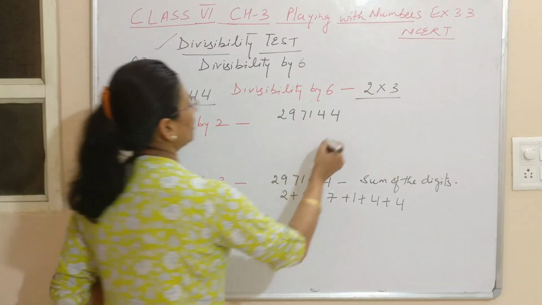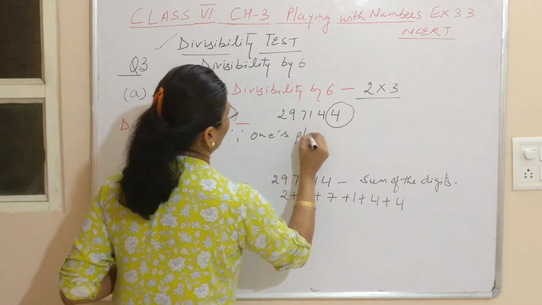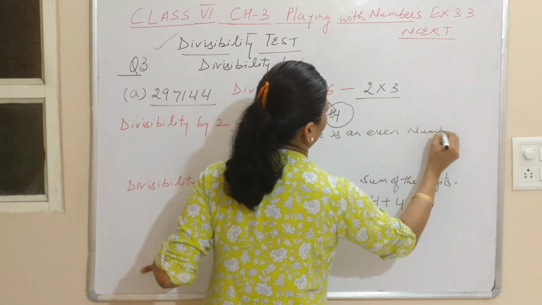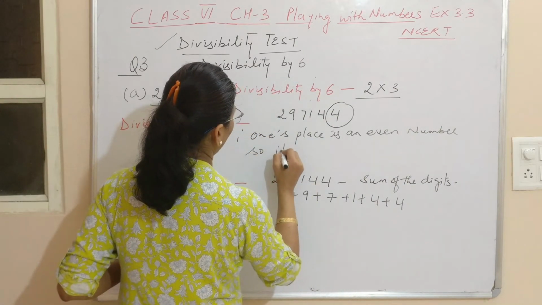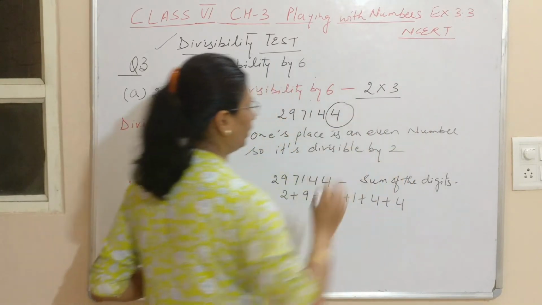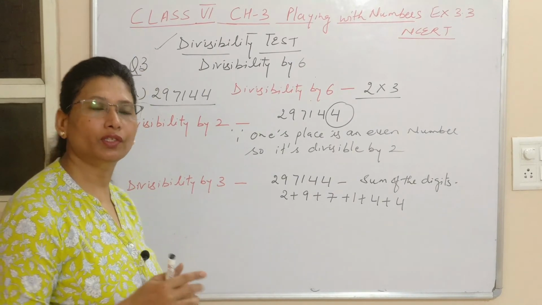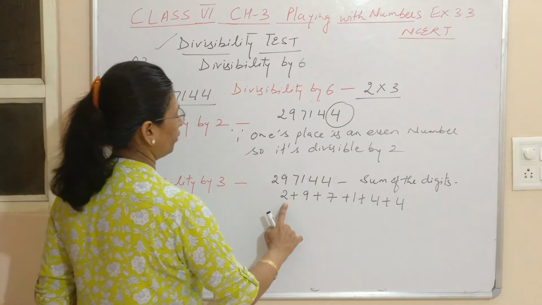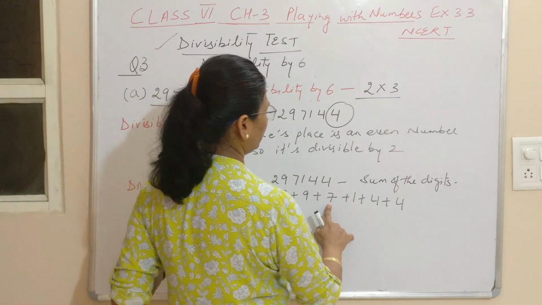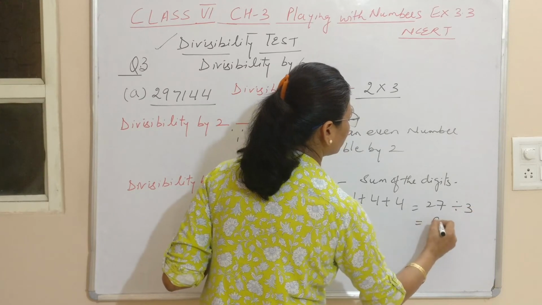Fine. We'll just see the ones place. Now since the ones place is an even number, it is divisible by 2. Simple, very, very simple. Fine. Now to test whether the number is divisible by 3, what do we do? We add all the digits. So here you have been given the number. You add all the digits: 2, 9, 7, 1, 4 and 4. 11 plus 7 is 18, 19, 23 and 27. And if you see, 27 is divisible by 3.